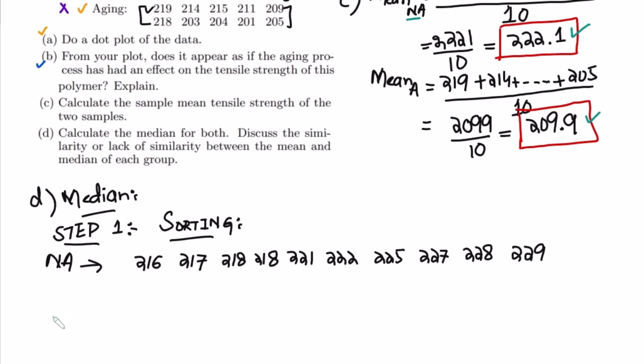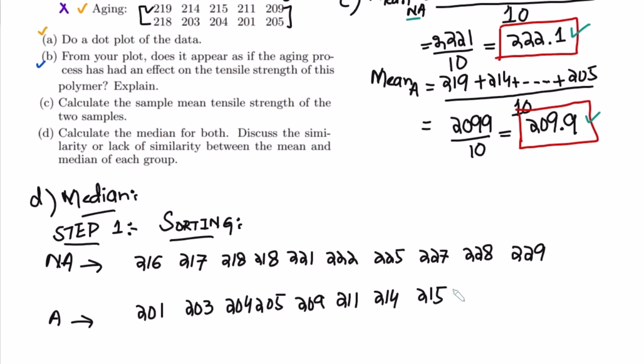For the aging data, what do we have here? We have 201, 203, 204, 205, 209, 211, 214, 215, 218 and 219.